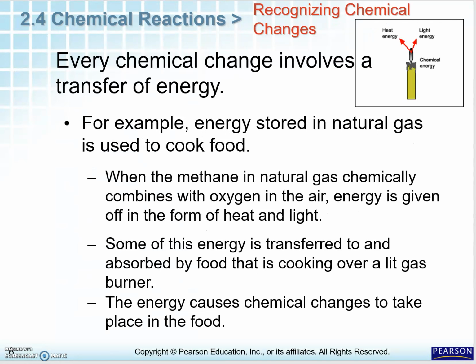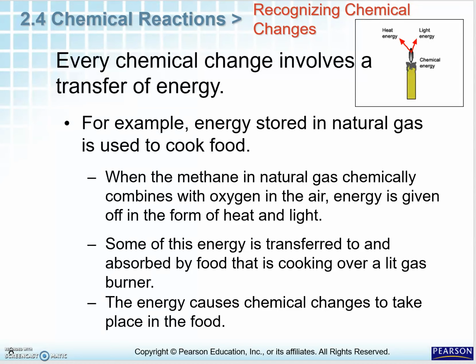So for every chemical change, there are a few clues that you might be able to see that help you recognize that a chemical change is occurring. The first one is that there is a transfer of heat. Oftentimes this is accompanied by light as well. So you use this most often whenever you go to cook food.